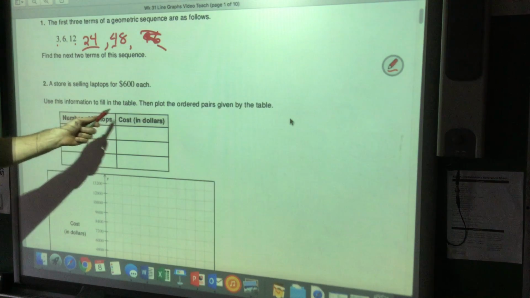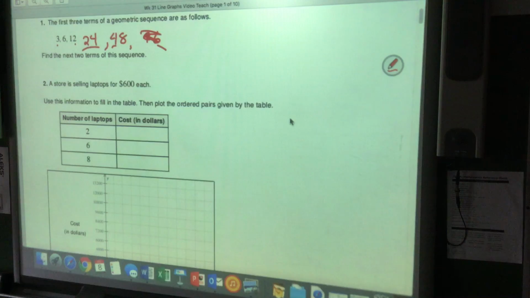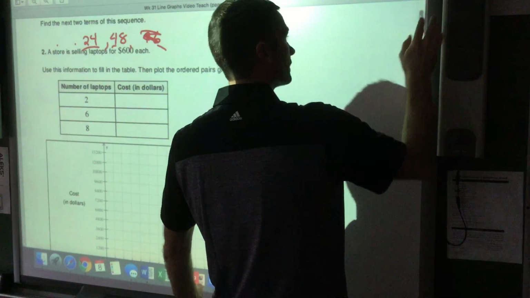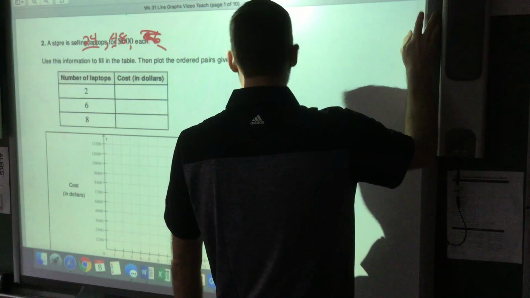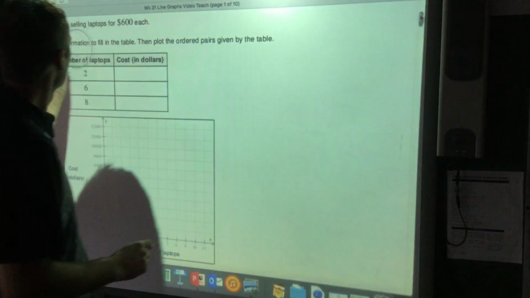A store is selling laptops for $600. So one laptop would be $600. Use the information, plot the ordered pairs from the table. Let's get this up a little bit so we can see the table on the same slide. Okay, so we have my dependent and independent variable.